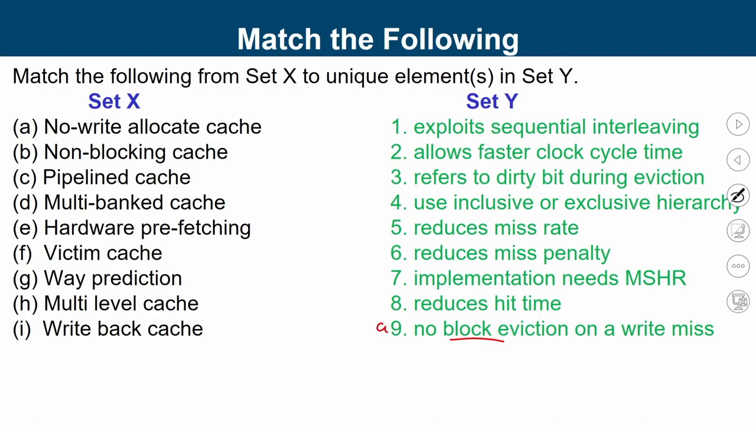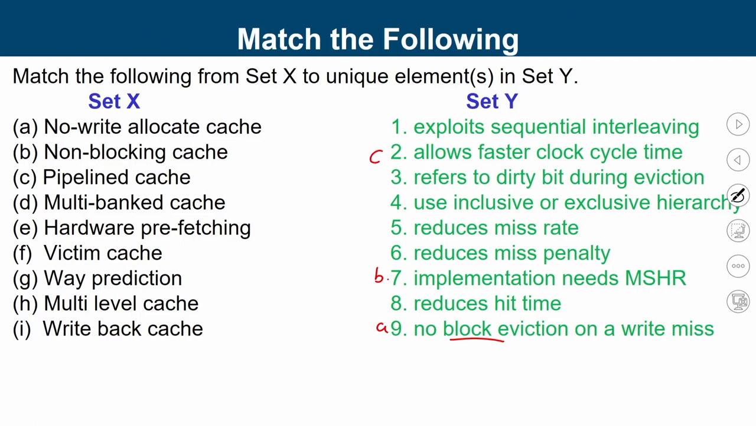The next is called non-blocking cache. In non-blocking cache, we already said that we can service multiple misses at the same time. So depending upon which response is coming back, you require some bookkeeping. So non-blocking cache is implemented with the help of MSHR. Pipeline cache, like what we already mentioned, is going to improve your cache clock cycle time. So it allows a faster clock cycle. That's what is called pipeline cache.